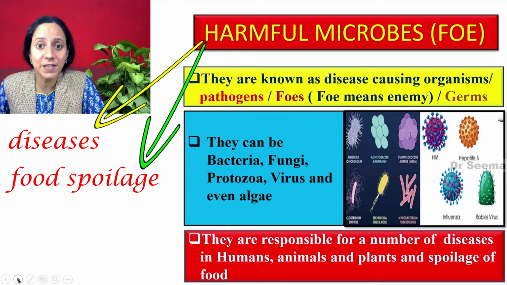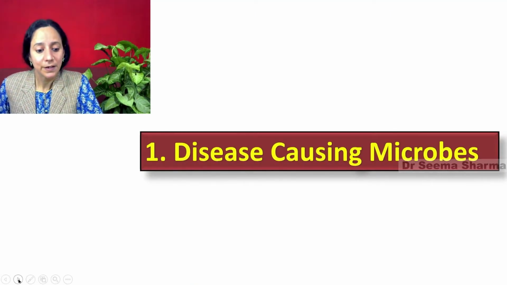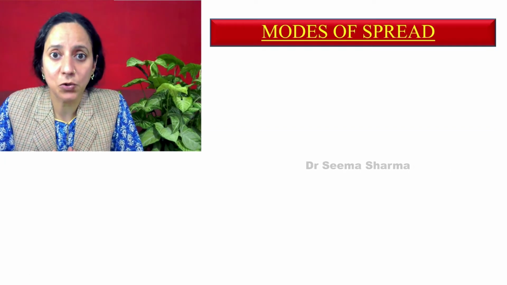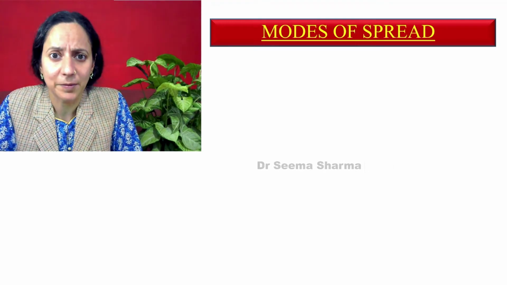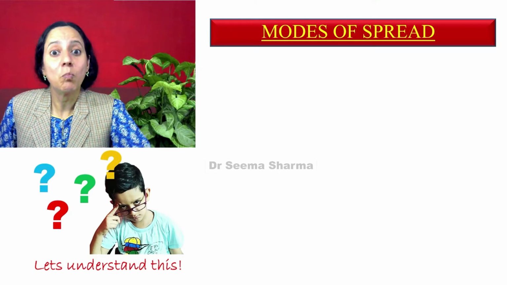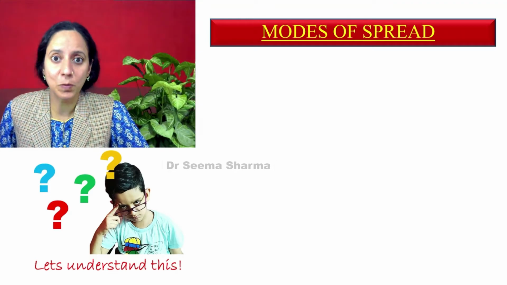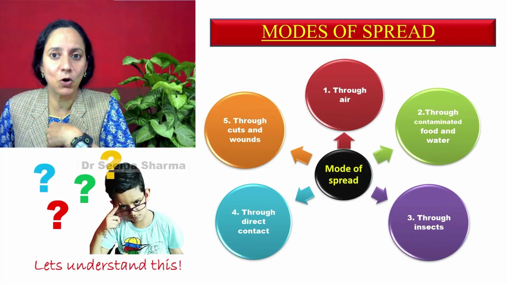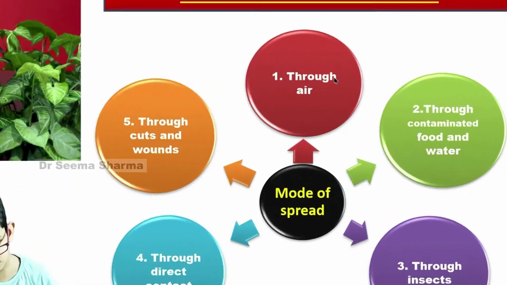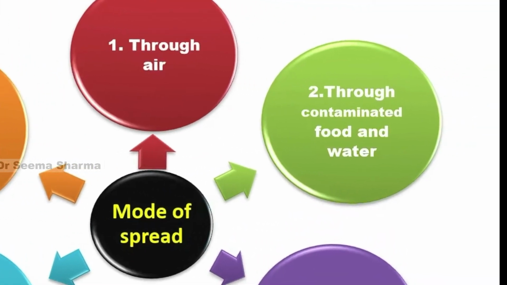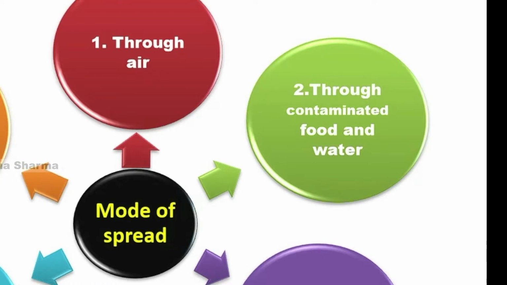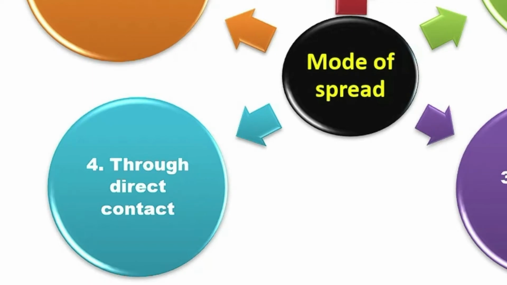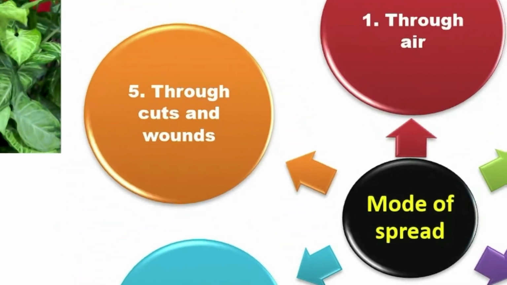First, let us take up disease-causing microorganisms. How are they getting entry into us and how are they making us sick? So let's understand the modes of spread of harmful microbes. They generally take 5 routes to enter into our body and make us ill. First, through air. Second, through contaminated food and water. Third, through insects. Fourth, through direct contact. And fifth, through cuts and wounds.